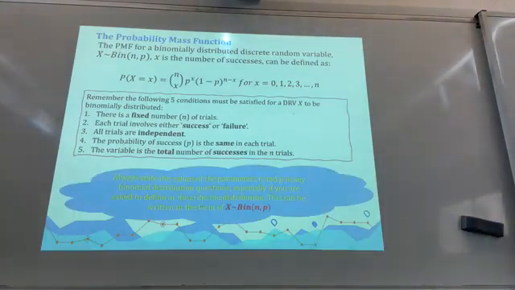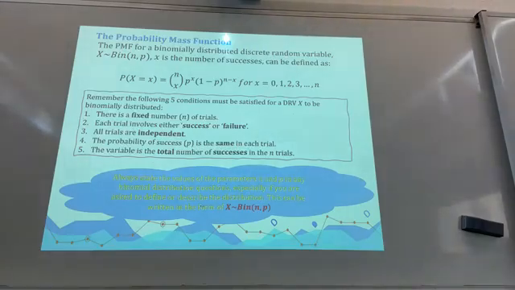So always remember to state the values of the parameters n and p in any binomial distribution question, especially if you are asked to define or describe the distribution. Just write it in the form of X, squiggly line, binomial distribution, n and p. That's important, the 5 conditions must always be satisfied.